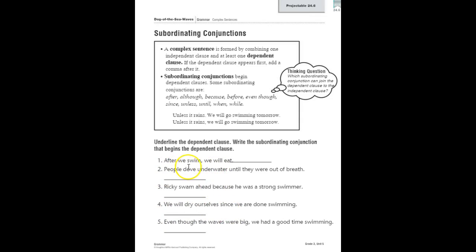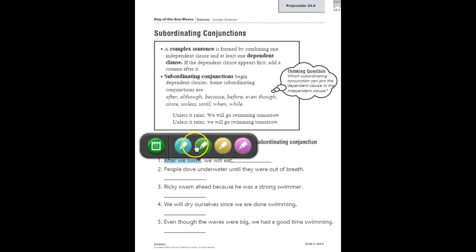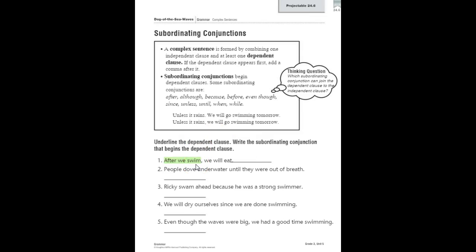Let's read the first one. After we swim, we will eat. After we swim is the incomplete thought. We'll make it green. This is the dependent clause. The subordinating conjunction that begins the dependent clause is after. And I can't do both. Can't do the dependent and the subordinating conjunction. So after is our subordinating conjunction. Okay?